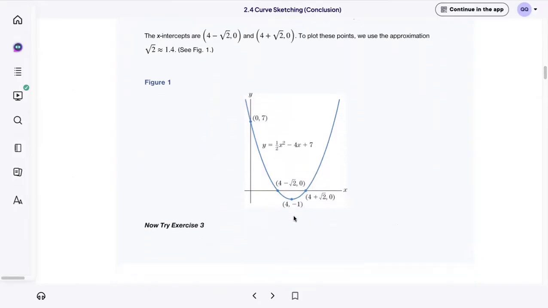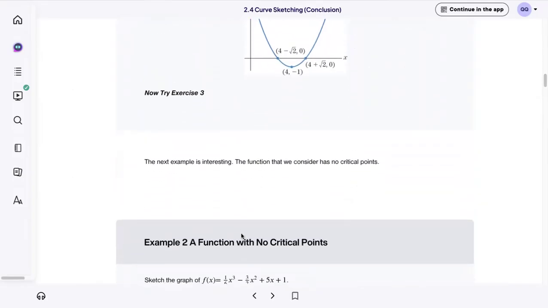Then we can graph. We have (0, 7). We have (4, -1) as the vertex, the minimum point. Then we have solved the two irrational roots. And that's it. We put those points on the graph.